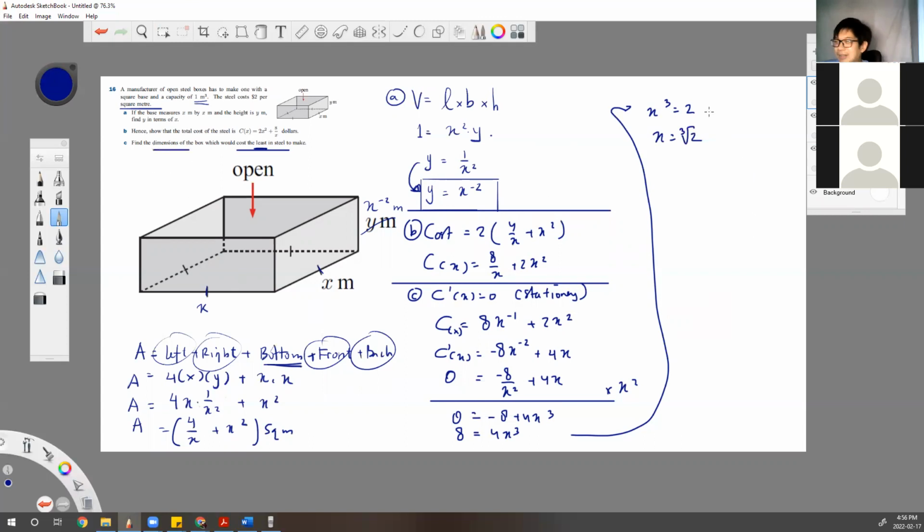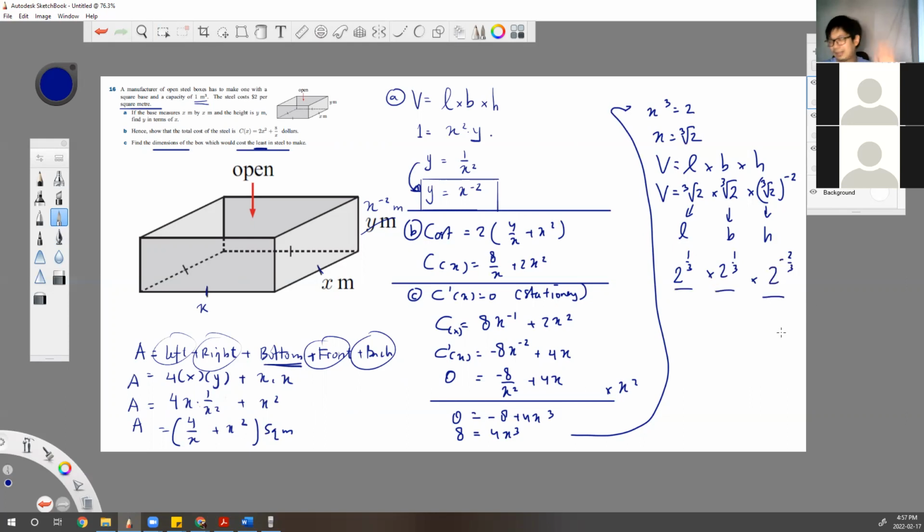Find the dimensions. Dimensions have to be written as L, B, H, right? So the length is cube root 2, and the breadth is cube root 2, and then the height is x to the power -2, so cube root 2 to the power -2. Right, so this is the length, this is the breadth, this is the height. Done. Or you can write 2^(1/3), 2^(1/3), 2^(-2/3). This will be your answer.